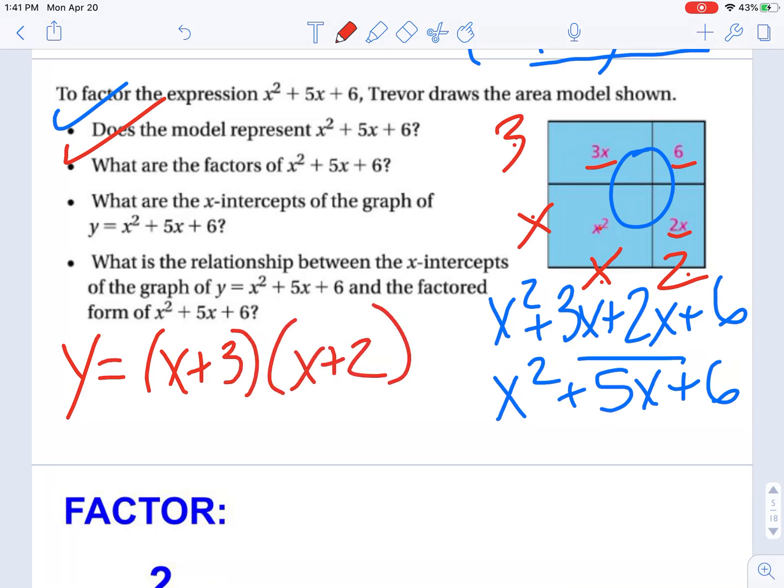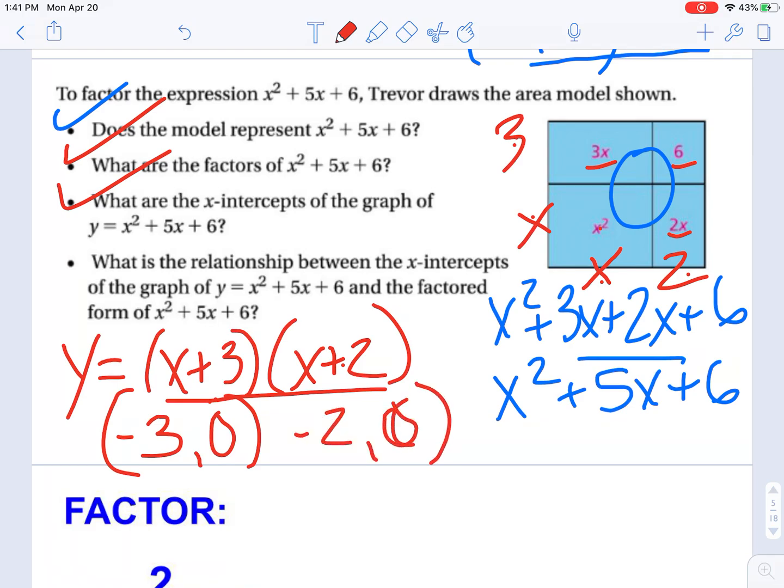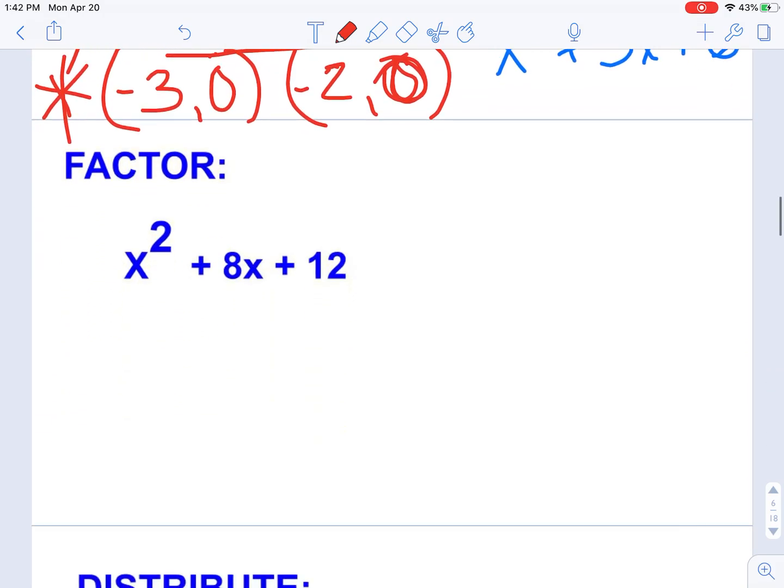Okay, and so now what are the x-intercepts of the graph? Well, you're just going to look at these two values here in my factored version, and you're going to say that this one here, the first one, would be -3, or the opposite of that value, (-3, 0), and then I have (-2, 0), okay? So when y is 0, my x values are -3 and -2 for this parabola. So what is the relationship between the x-intercepts of the graph and the factored form? Well, we notice that when we factor this equation, we can go ahead and find the x-intercepts here. So let's practice factoring a couple more times.